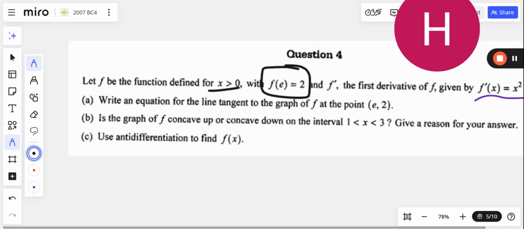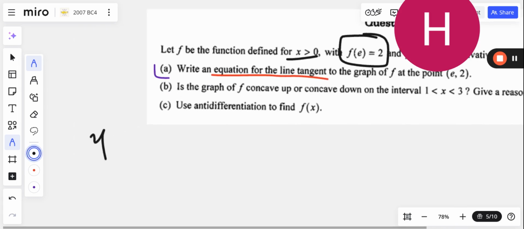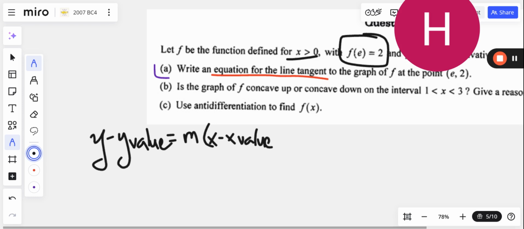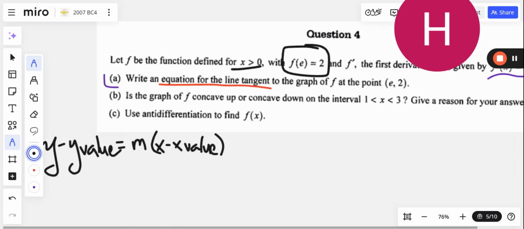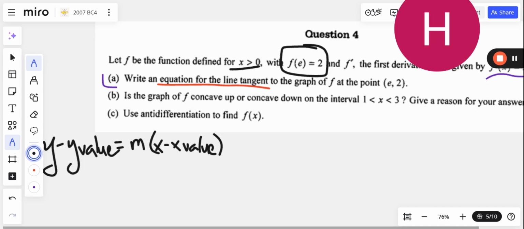Part A, they want us to write an equation for the tangent line, so let's bust out the equation. y minus y value equals m times x minus x value. That's the point-slope form for a line, and we already have the x and y value, so we really don't have to do that much work, honestly. We just have to plug in the slope.